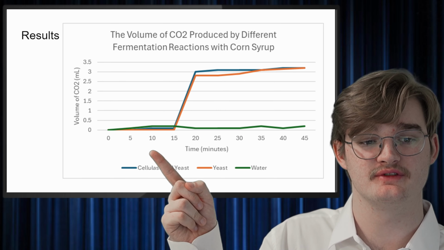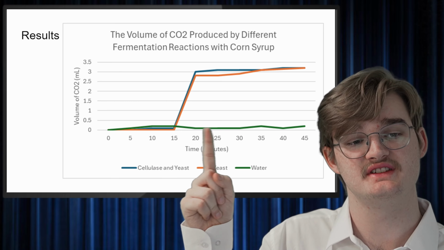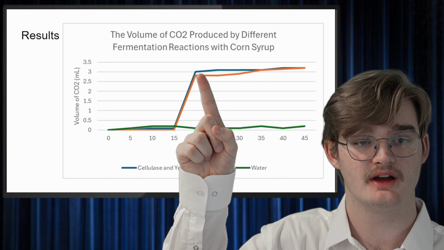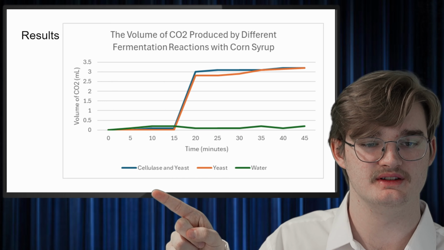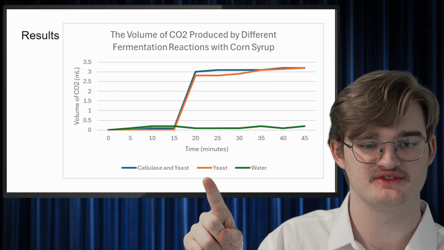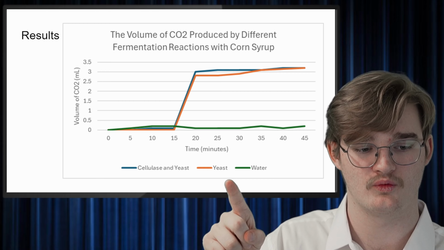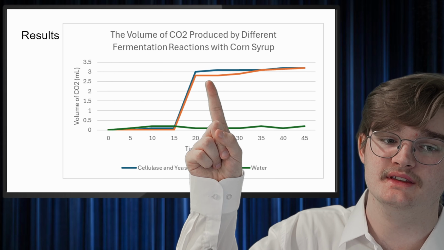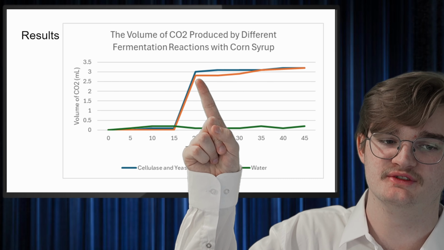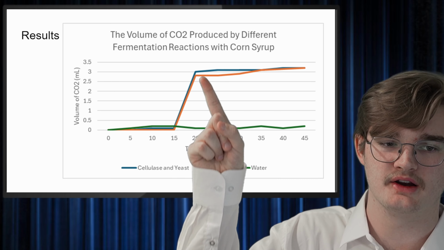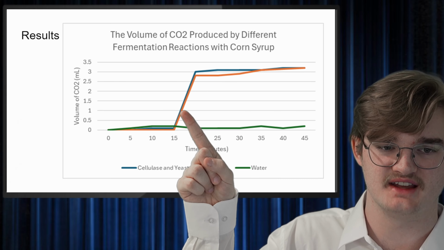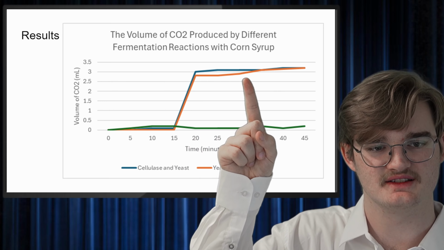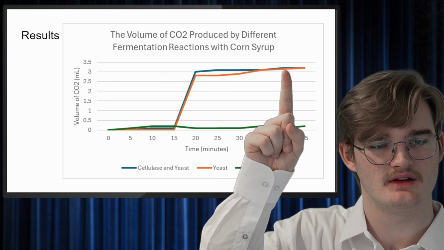So this graph is for vials A through C with the corn syrup, and the blue line right here corresponds to the enzyme plus yeast. The orange is for just yeast, and the green is for water. Now it looks like the enzyme, the blue line, went up higher than without the enzyme at the same time, but eventually, without the enzyme, caught up to the enzyme's production, and they ended up with the exact same yield.